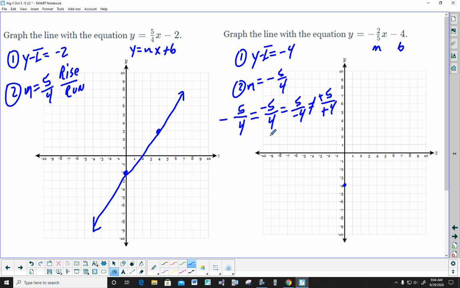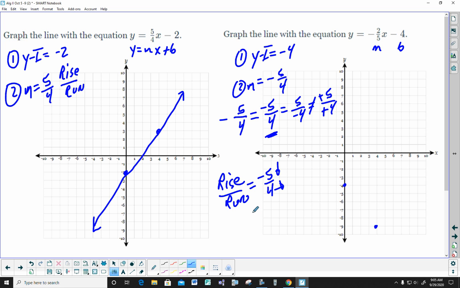If I do this first one, where the negative's on top, remember it's rise over run. And if it's -5/4, that means you're rising a negative number. So that means you go down 5. So that would bring you to -9. And then this is a +4. So you're going right 4. So this is down 5, right 4. 1, 2, 3, 4. And you graph your line.